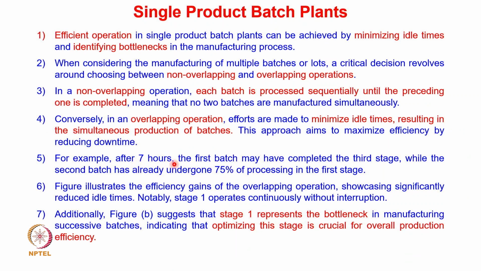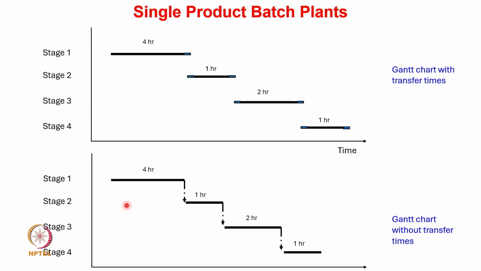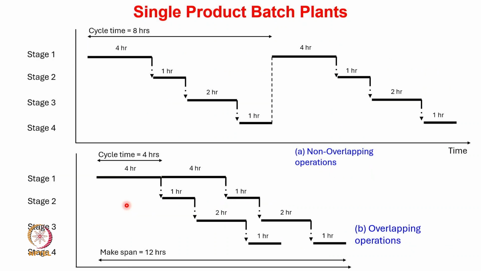After 7 hours, the first batch may have completed the third stage, while the second batch has already undergone 75% of the processing of the first stage. This is what happens when we are having the overlapping batches. So you can see that the figure illustrates the efficiency gains of the overlapping operation, showcasing the significantly reduced idle time. In the figure, you can see that this particular unit remains idle for almost how much? Almost 4 hours it remains idle, isn't it?